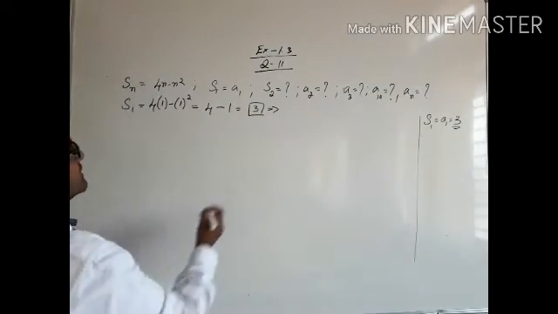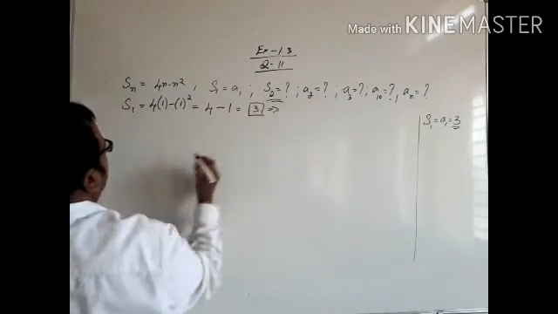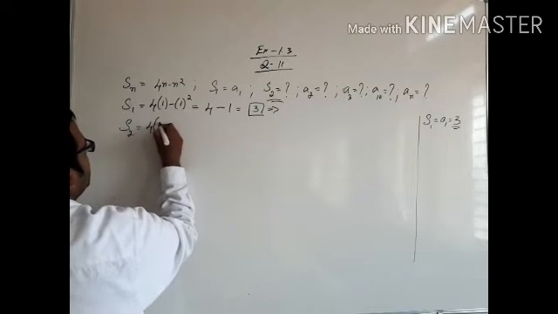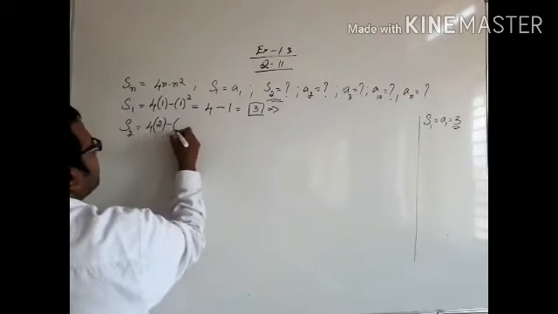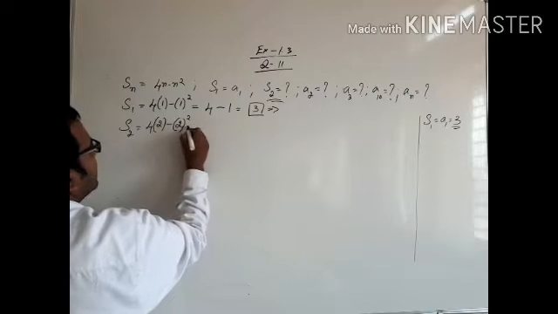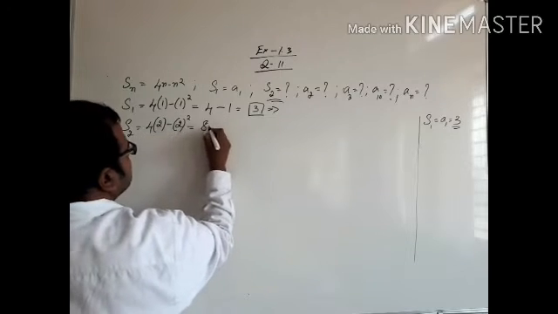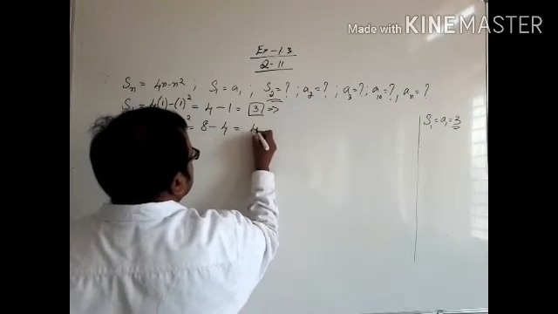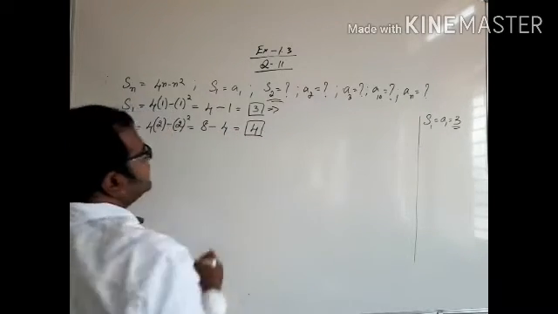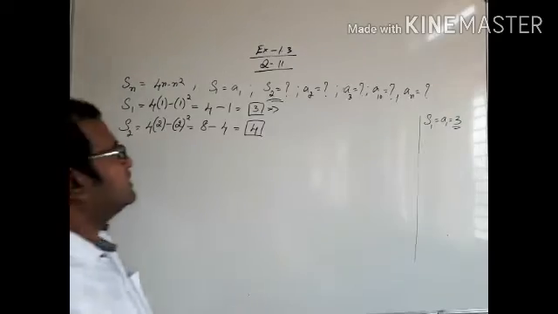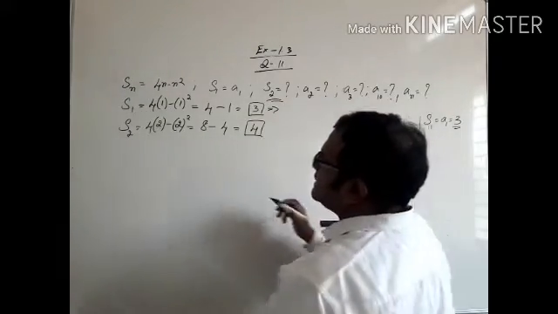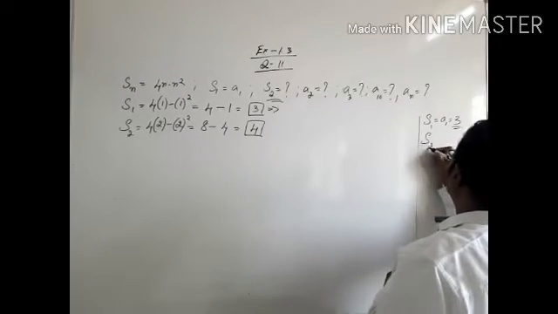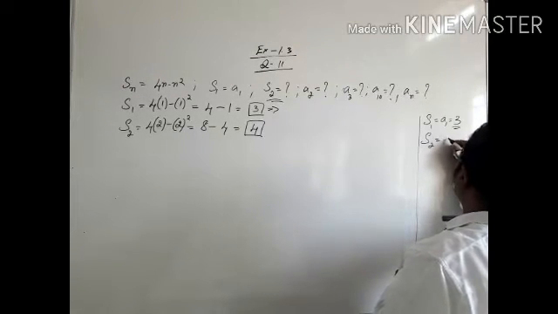Next, they have asked us S2. So S2 is 4 into n replaced with 2, minus 2 square. 4 2s are 8, minus 2 square is 4. 8 minus 4 is 4. So you got the next term also. Next term is 4. That is S2. Sum of two terms is 4. So S2 is 4.